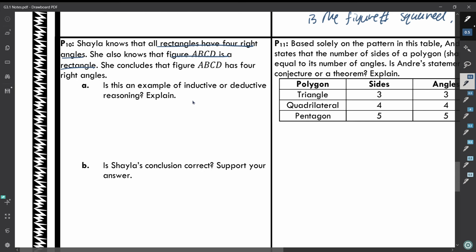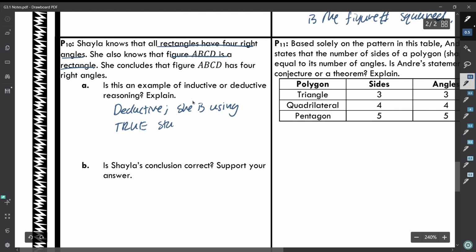And she's concluding this based on these 2 statements she has right here. She's not looking at 5 different rectangles and noticing that they have right angles and everything. Is this an example of deductive or inductive reasoning? This is deductive reasoning. She is using true statements only to make her conclusion.